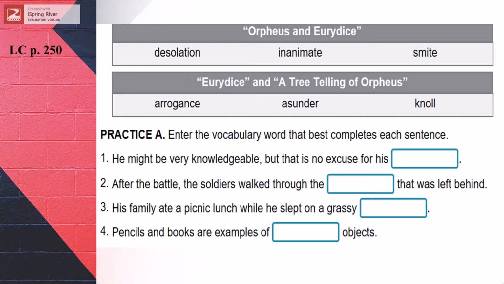Next. After the battle, the soldiers walked through the blank that was left behind. What do you think they will leave behind? Next one. His family ate a picnic lunch while he slept on a grassy blank. What is your answer? And the last one. Pencils and books are examples of blank objects. How are you going to describe pencils and books? I hope you can get the correct answer because I will check it.